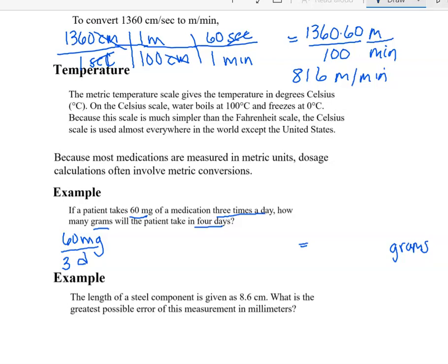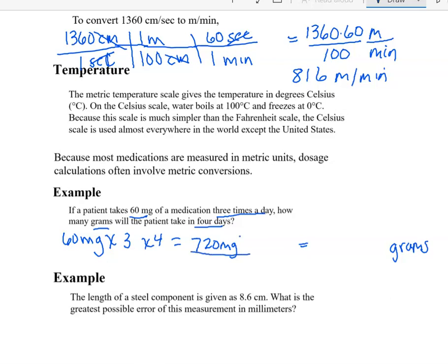So let's back up and do a different approach with this. We know that we're going to take that and multiply it by 3 because we do it 3 times a day, and we're doing that for 4 days. So that's going to get us a total of 60 times 3 times 4, 720 milligrams. But we really want to know how many grams that is.